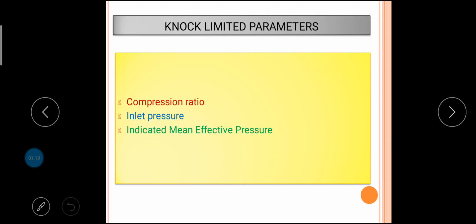NOC limited inlet pressure. The inlet pressure can be increased by opening the throttle or increasing supercharger delivery pressure until incipient knock is observed. An increase in NOC limited inlet pressure indicates a reduction in the knocking tendency. NOC limited indicated mean effective pressure. The indicated mean effective pressure measured at incipient knock is usually abbreviated as CLEMEP. This parameter and the corresponding fuel consumption are obviously of great practical interest.